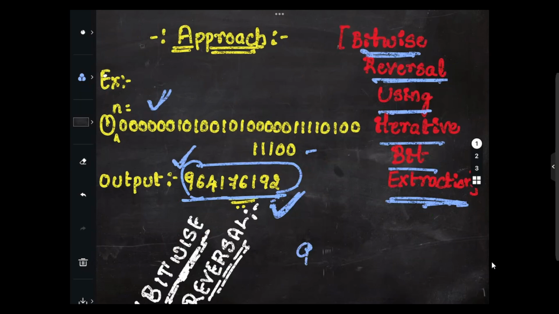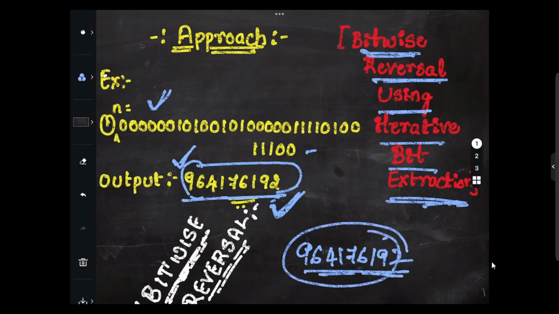So the output here is 964176192. This is the output that we got, which is equivalent to the output that they have given for example 1 in the question. As we are completely familiar with the approach, let's start writing the code.